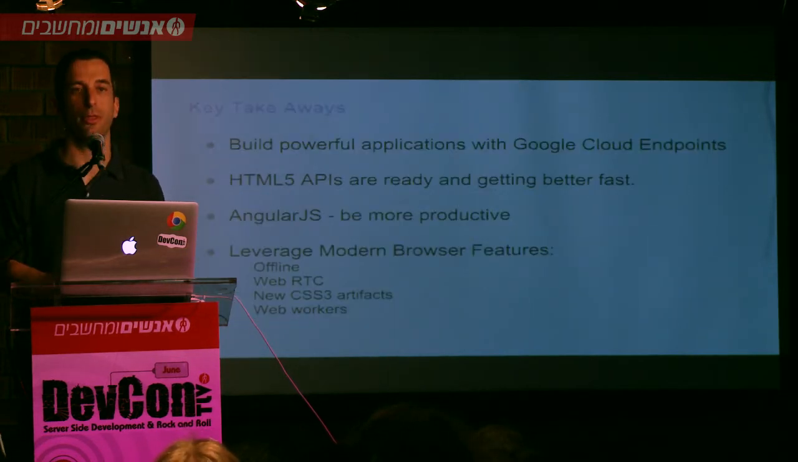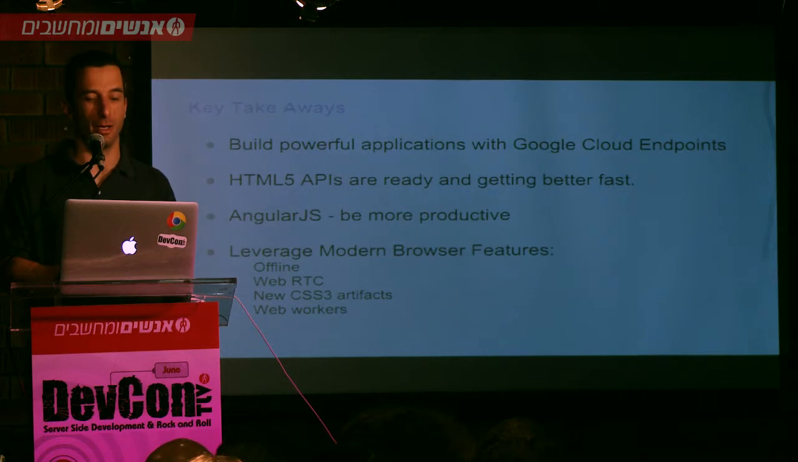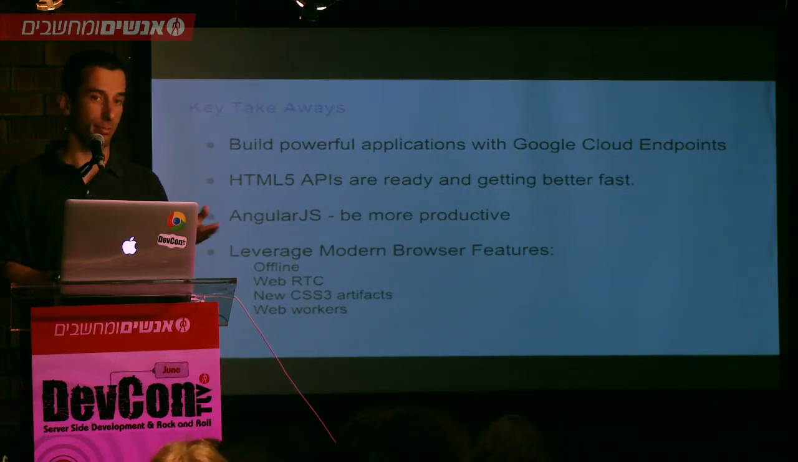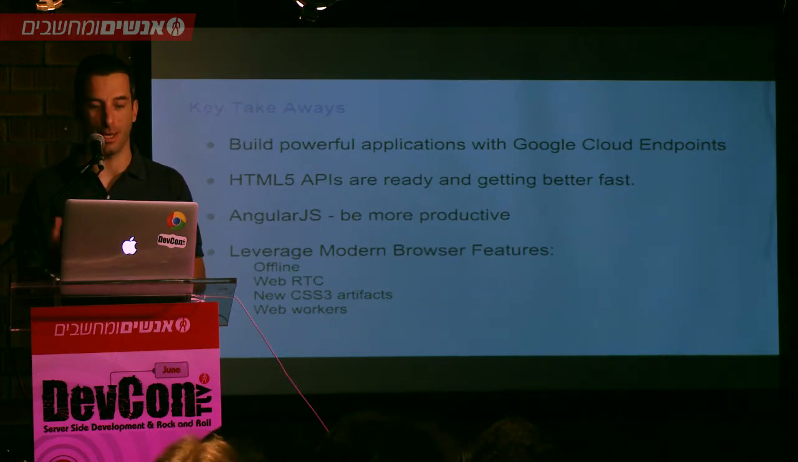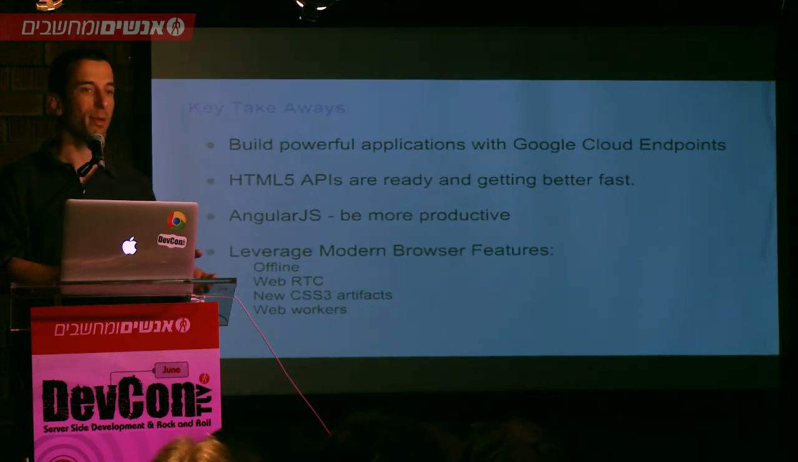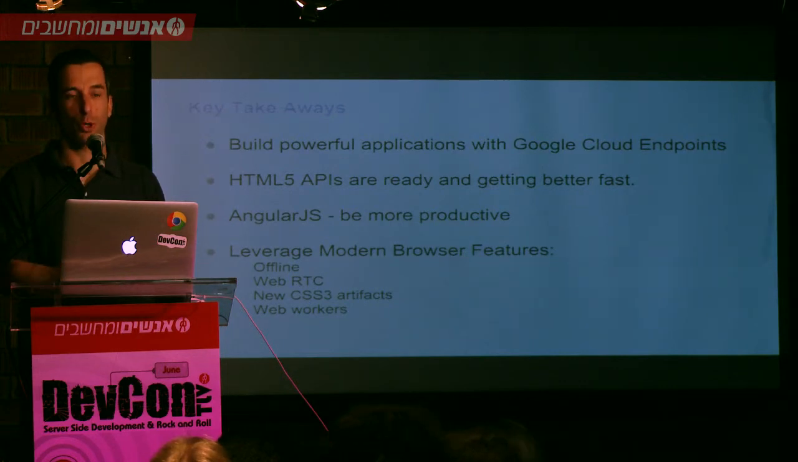So main takeaways, I think, is that you do want to make sure that you're building a robust API. Google Cloud Endpoint is one option. There are basically lots of others. I would check it and see if it's fitting the needs. In terms of HTML5 APIs, it makes a lot of sense to check what they are, and in most cases, I guess it will be very beneficial to work with them.